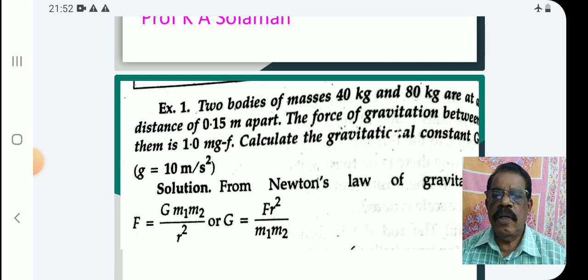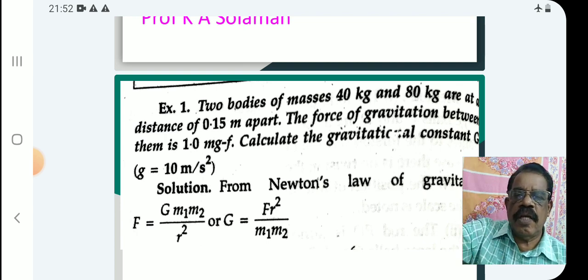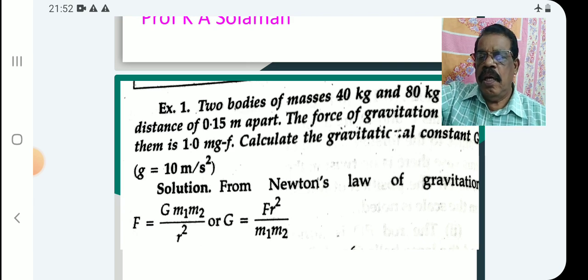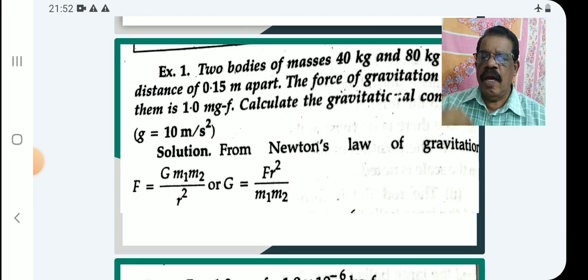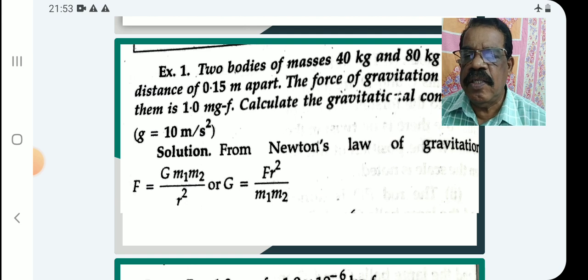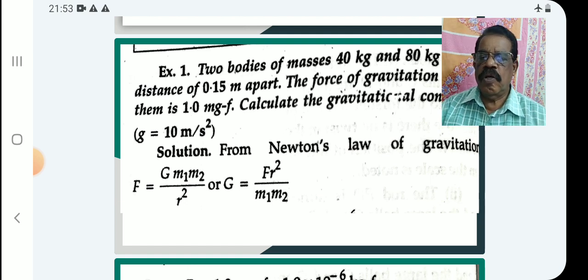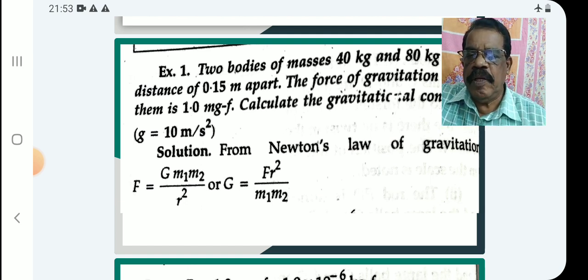Solution. Newton's law of gravitation is F is equal to G m1 m2 by r square. From this we get G is equal to F r square by m1 m2 on cross multiplication.